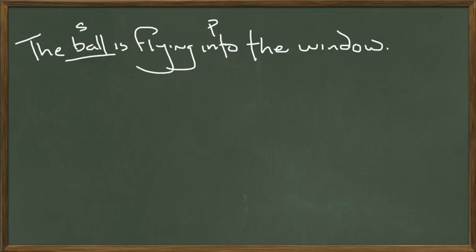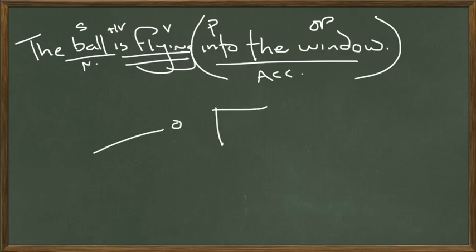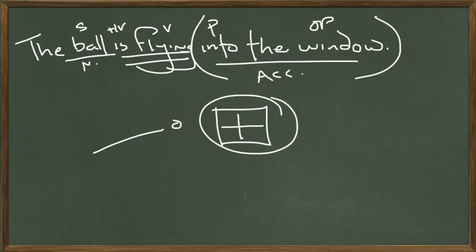The ball, subject of the sentence, nominative case, is doing what? It is flying. Flying is the main verb. Is is a helping verb. And it's flying into, preposition, into what, object of the preposition? The window. Now, into the window goes into the accusative case. Why? Because the ball is headed toward the window. When an object is headed toward something else, it's accusative. And the object itself that's about to get smacked will go into the accusative case.